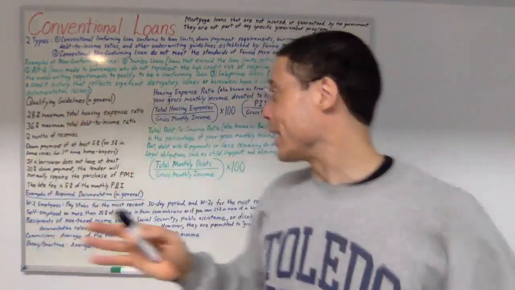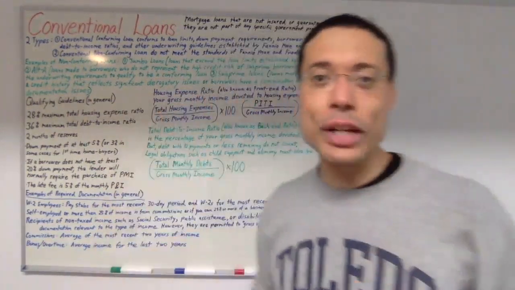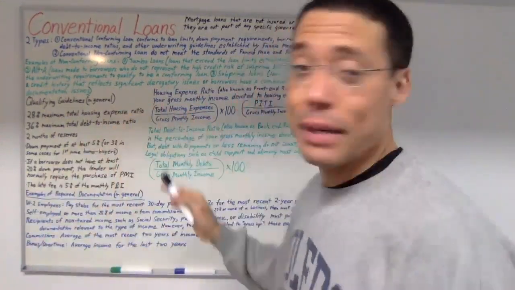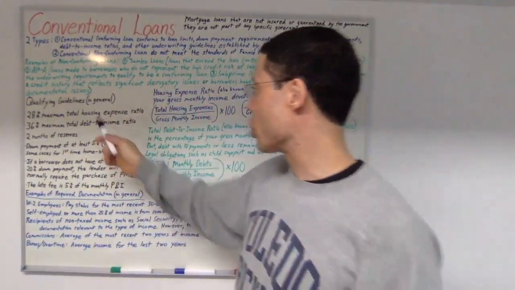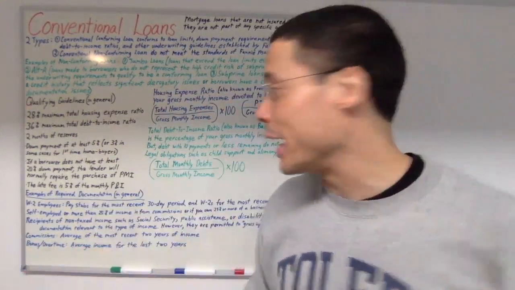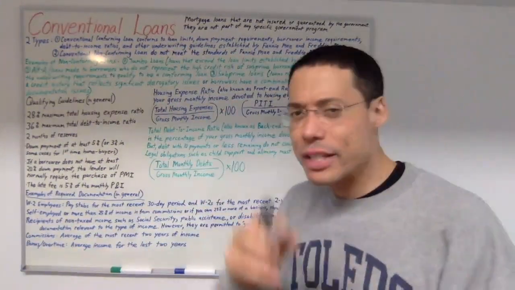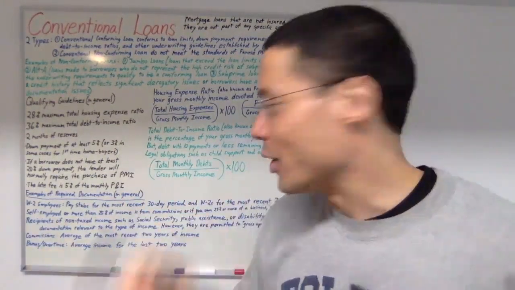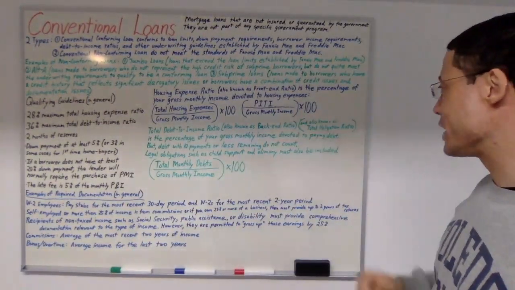Now, another general guideline is the total debt to income ratio. The total debt to income ratio in general regarding a conventional loan cannot be more than 36%. How do you calculate the total debt to income ratio? And what is it really? The total debt to income ratio is also known by another name. What's the other name for total debt to income ratio? It's also called the back-end ratio. And it's also called the total obligation ratio.